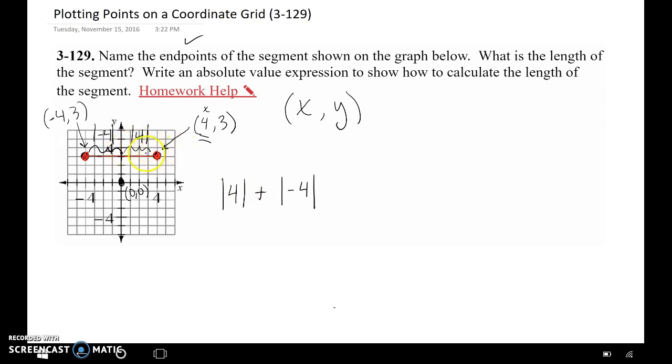And I know that this point here is 4 away from the y-axis, from 0 here. And I know that negative 4 is also 4 away from 0. This is 1, 2, 3, 4 away from 0. So in total, we have 8 units. 8 units is the length of the segment.